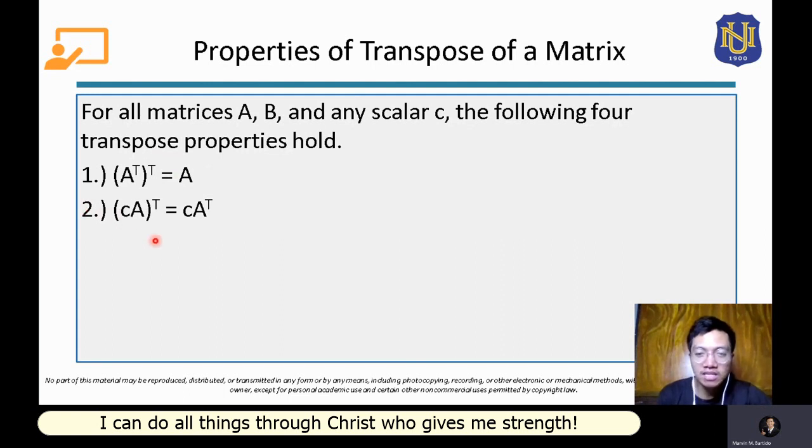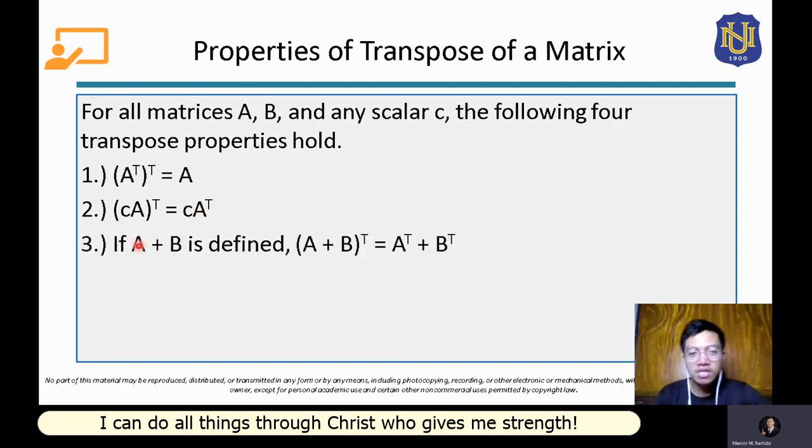Now for the second property, let's say you have a scalar quantity C and matrix A, and you transpose them. You can factor out the scalar quantity C and get the transpose of matrix A.